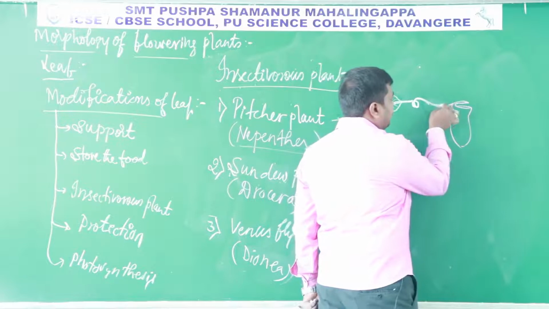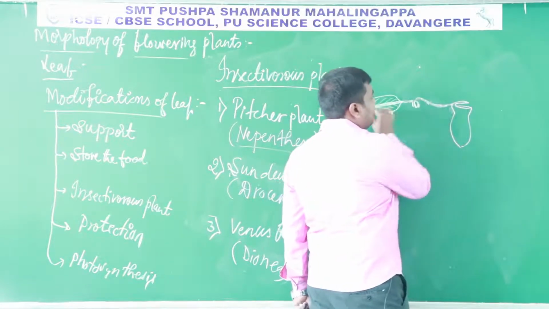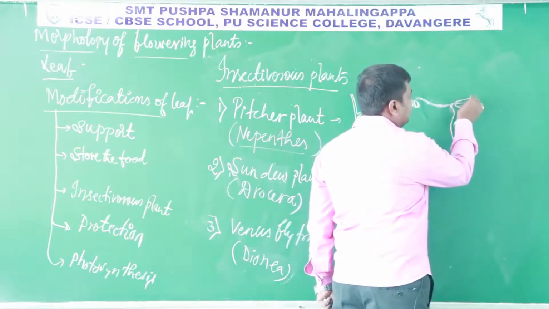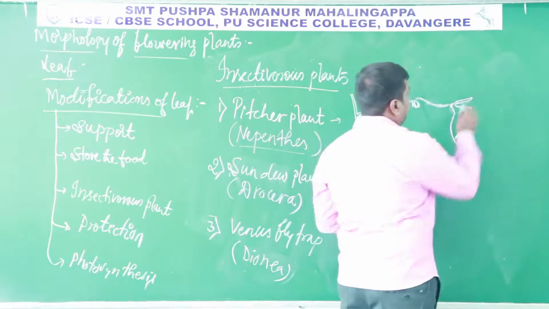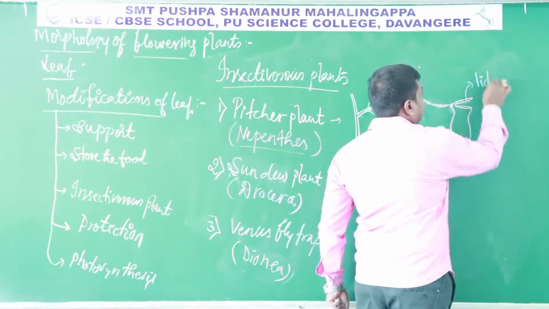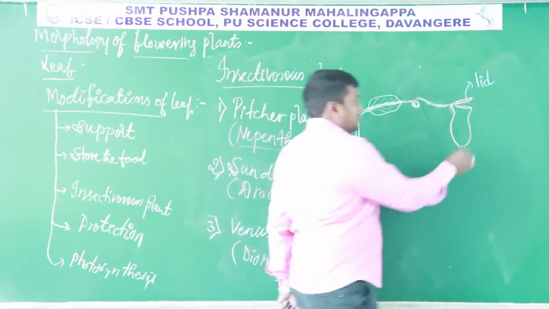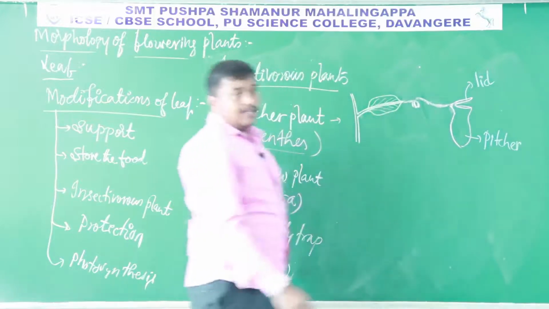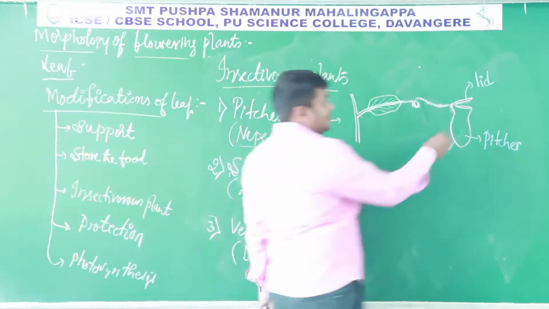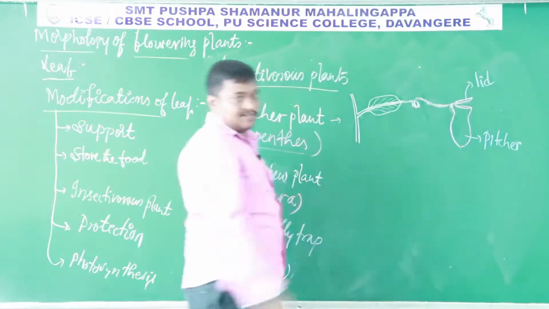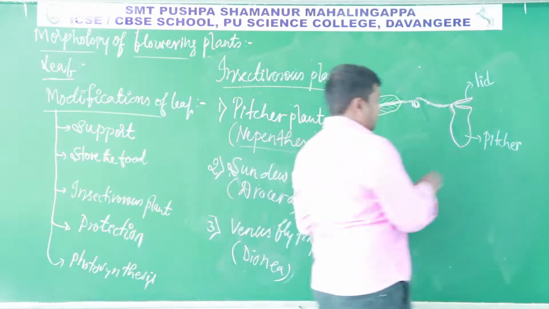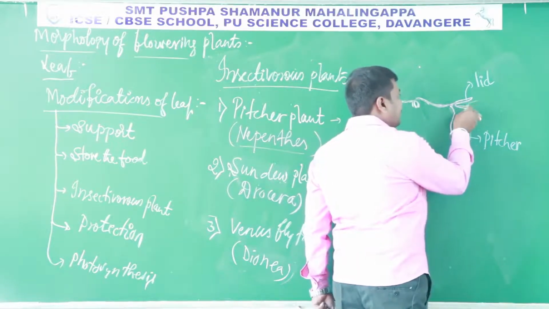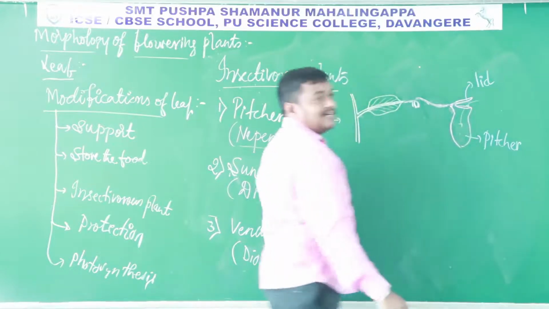Look, now the petiole extends, and extending it becomes a pitcher. So this is the pitcher and this becomes the lid. This modifies into a lid. So this is the lid. Okay, and this is the pitcher. Okay, and this lid is a little colorful and it attracts the insects. Okay, it contains some liquid inside. When any insect visits there, it falls into this pitcher and it dies.